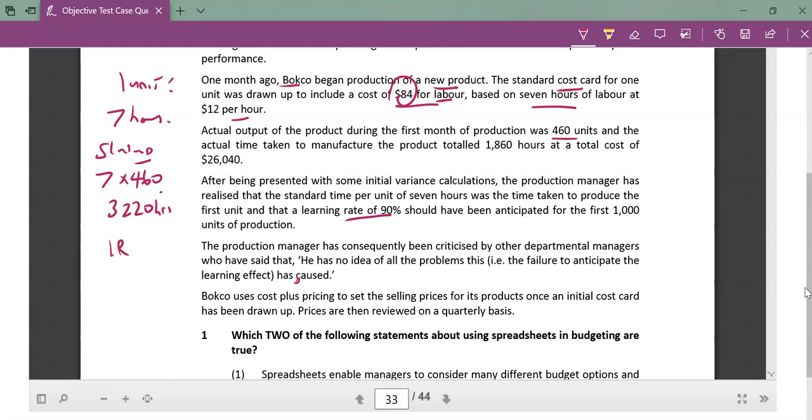So the question here is, based on this learning rate, how long were we expecting for 460 units? Well, we can find the average first, which is what the learning rate is all about. And if I can find the average, then I can find the total. And how do I find the average? Well, if you remember, we have the lovely little formula of y equals a x raised to the power of b, where y is the average, a is the time it took to produce the first unit, x is the units in question, 460, and b is the learning index, which is log r over log 2, where r is the learning rate.